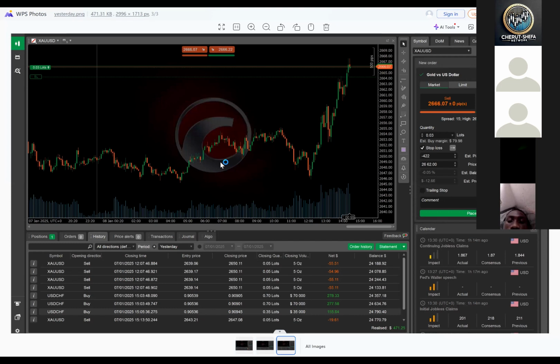I mentioned yesterday, if you remember very well, that in trading, losses are inevitable. However, a good trader knows how to minimize his losses and maximize his profits. Just like you have on the screen here, this trade happened yesterday. The history you have here happened yesterday. Look at the date, 7th of January 2025, which was yesterday.